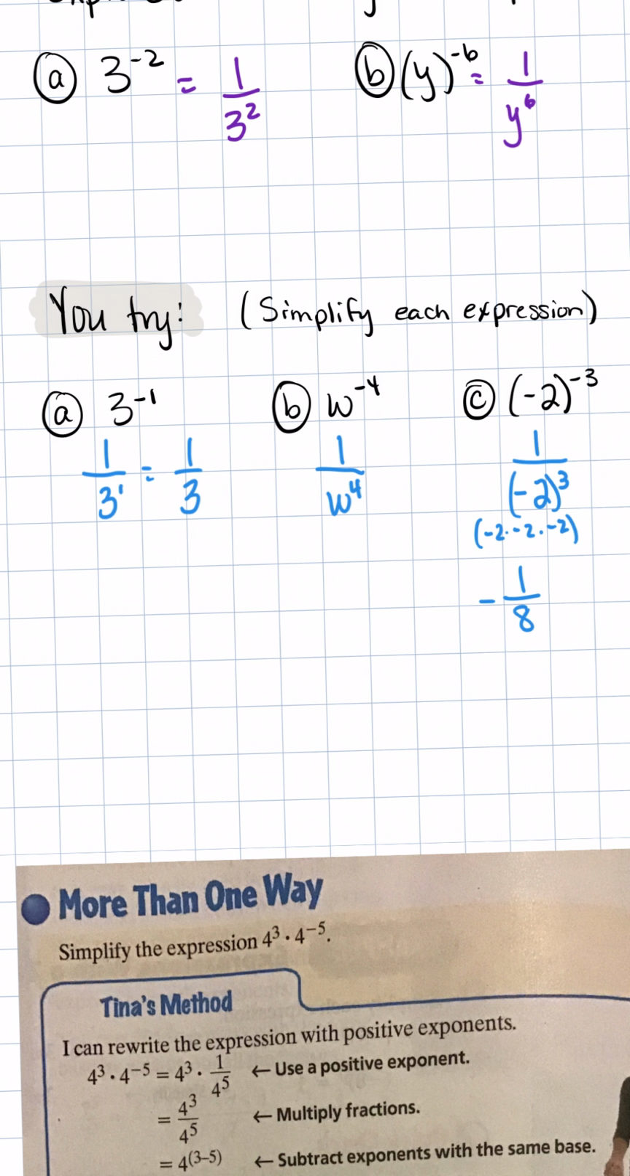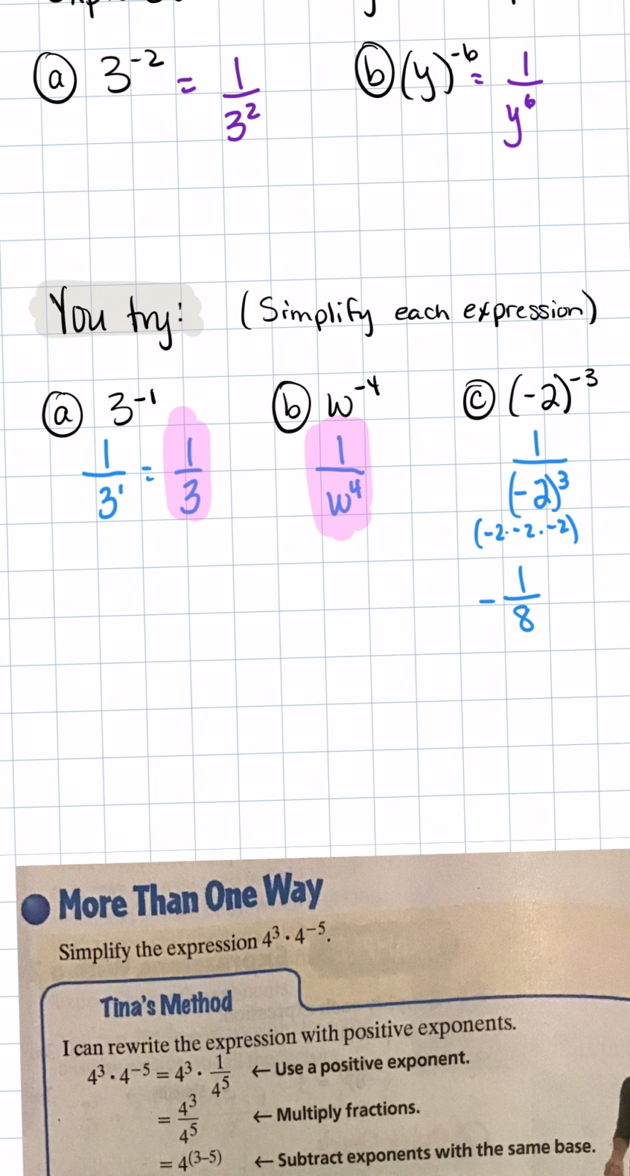Okay, so you should have got 1/3 for the first one. When you flip it, it does equal 1 over 3 to the first power, but you don't need to leave that first power. Go ahead and drop that and just get 1/3. The next one, you should get 1 over w to the fourth power.